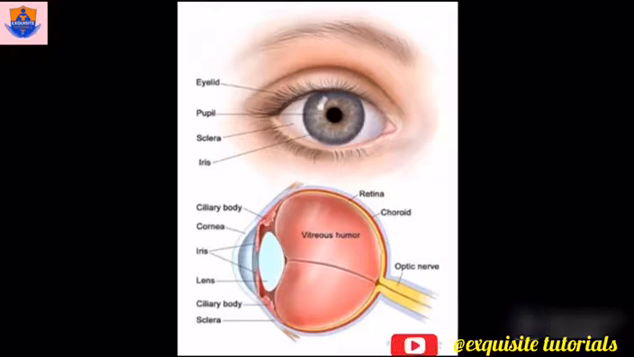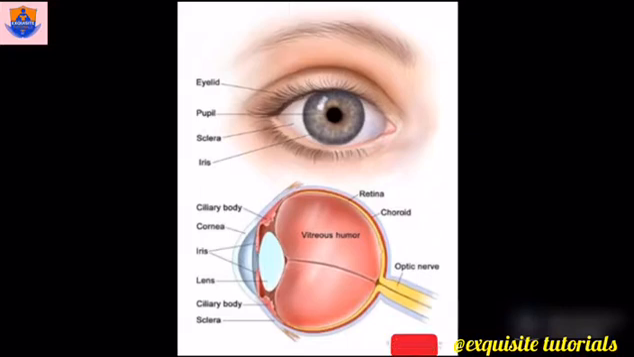Now it has the iris. The iris is centrally perforated by an aperture called the pupil. The lens of the eye is biconvex in shape. If you are very good in your physics, the lens of the eye is biconvex in shape, and it lies behind the iris. The margin of the lens is attached to the ciliary muscles by suspensory ligaments. I've explained what ligaments are and what they do.